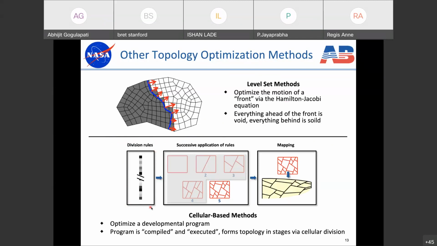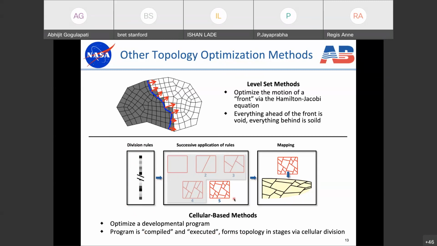And these are the design variables which are exposed to the optimizer. And the set of rules, when quote unquote compiled and executed, will form the topology for us in stages via cellular division. So this set of rules tells us how to take a cell structure, and how and how often and where and when to stop subdividing the cell into smaller cells. So we'd subdivide it into 2 cells and then 4 cells and so on. This is a successive application of the rules which live in this design variable set.